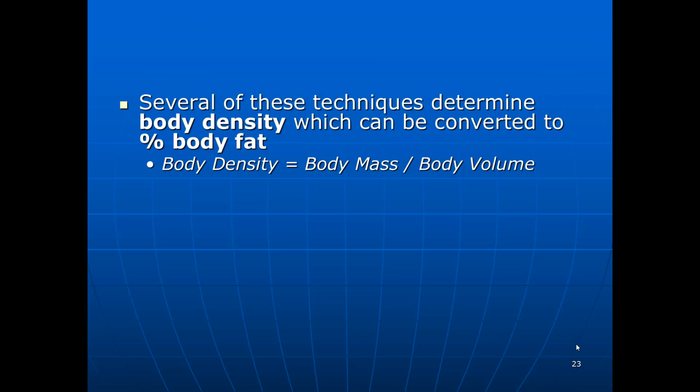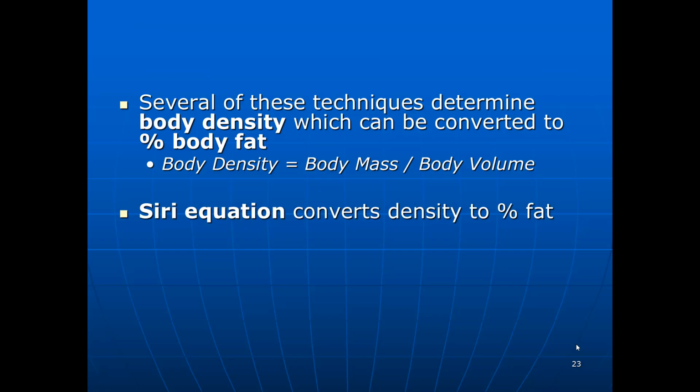So body mass is actually relatively easy to get. All you need is a scale, so it's basically your body weight. What's more challenging to obtain is your body volume. So that's what these techniques are after. And then once you have volume, you can estimate body density. And then there are several equations that you can use to convert body density into percent body fat.